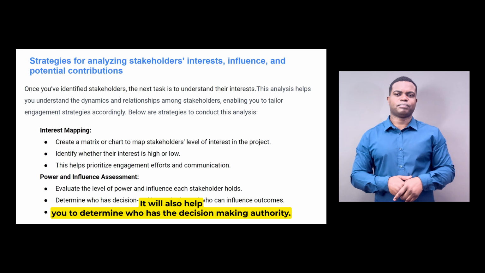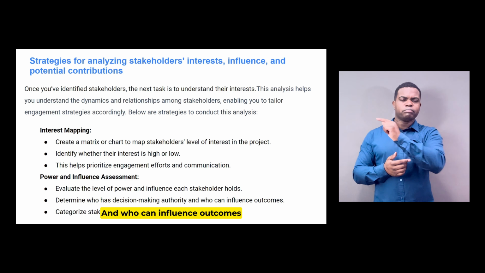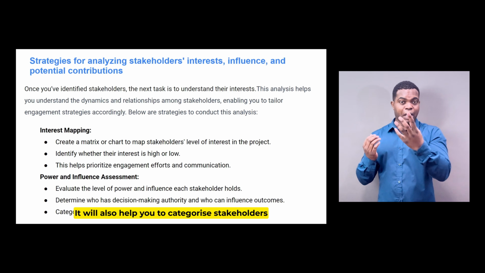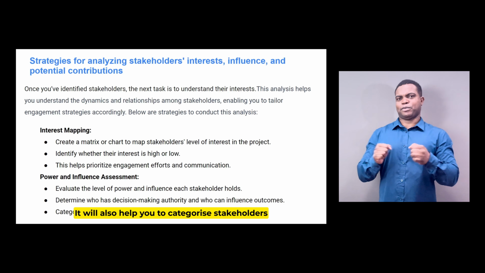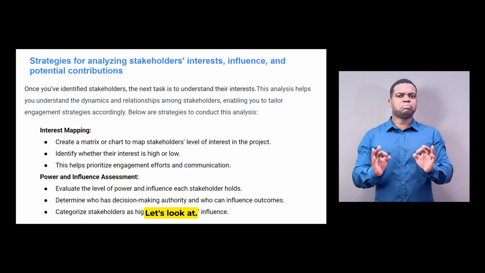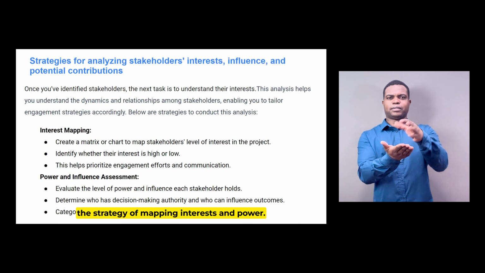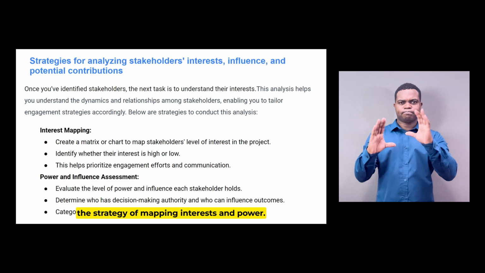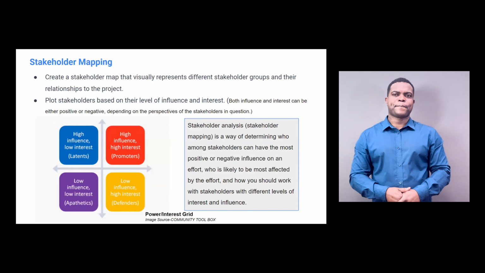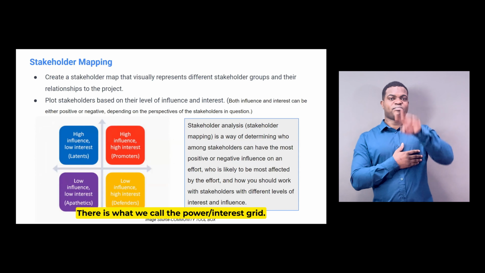It will also help you to determine who has the decision-making authority and who can influence outcomes. It will also help you to categorize stakeholders as high or low in terms of influence. Let's look at the strategy of mapping interest and power. Now, there's what we call the power interest grid.